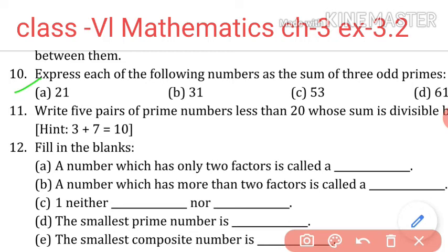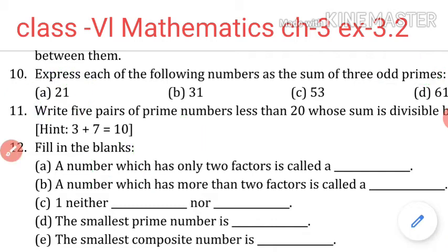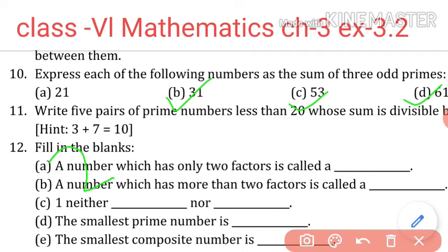Now question number 10. Express each of the following numbers as the sum of three odd numbers. Sorry, sum of three odd primes. Okay, sum of three odd primes. You have to write 21 as a sum of three odd primes. Odd prime means what? 3, 7. These are what? Odd primes. With this type of numbers you have to add, and the result will be 21. Okay. And next is what? 31. And next 53. And next is 61. So you have to write three odd prime numbers.